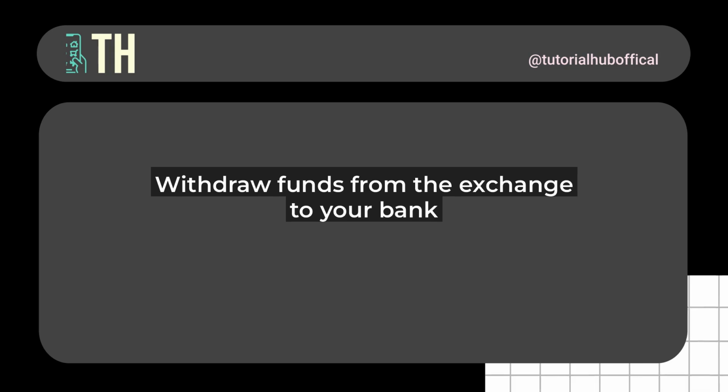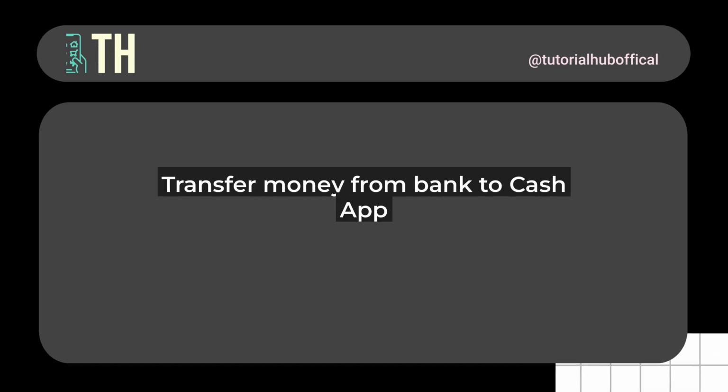Now, for step 3. Withdraw the funds from the exchange to your bank account. Head to the withdrawal section, enter your bank details, and confirm the transfer. Finally, in step 4, log into Cash App, go to the Banking tab, and add the money from your bank to Cash App. It might take 1 to 3 business days for the funds to fully transfer.